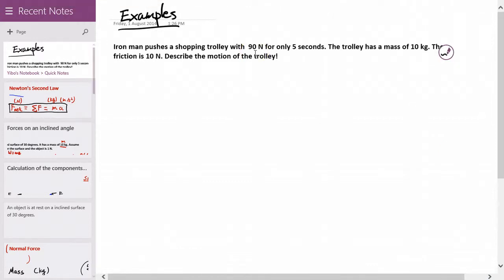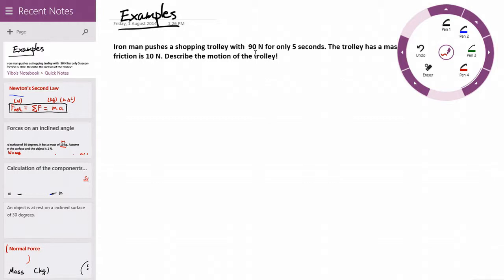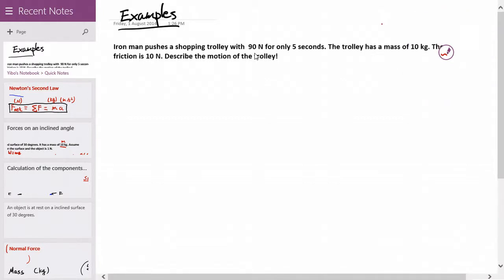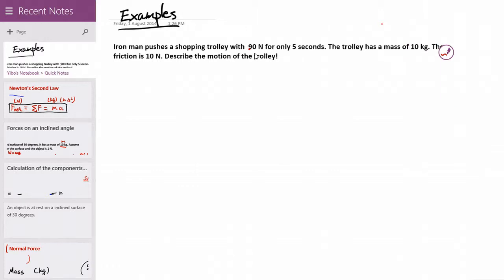Now, have a look at this example. Ironman is pushing a shopping trolley with 90 newtons for 5 seconds, and the trolley has a mass of 10 kilogram. The friction force is 10 newtons. What happens to the trolley? Note that Ironman pushes the trolley only for 5 seconds. So let's figure out what happens during those 5 seconds first.